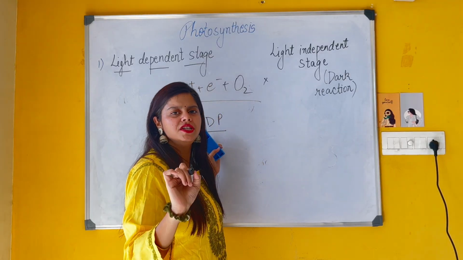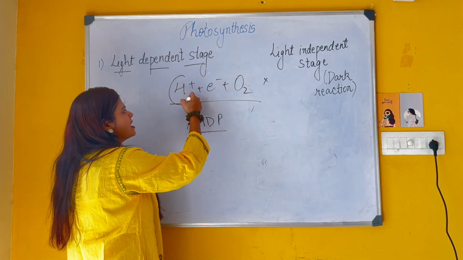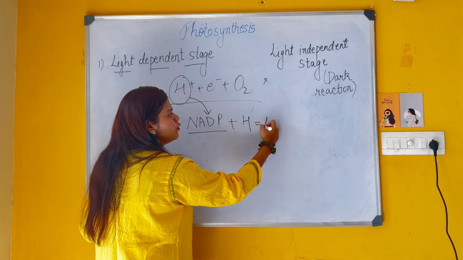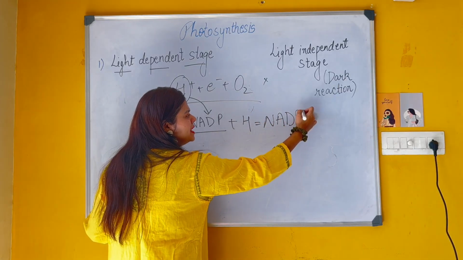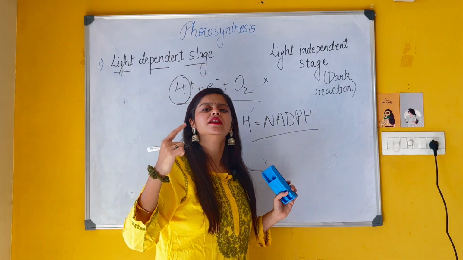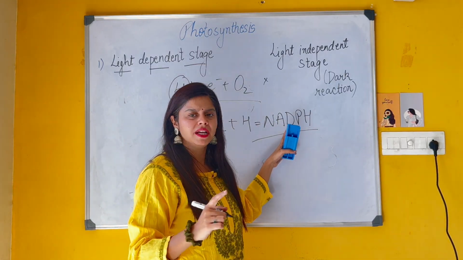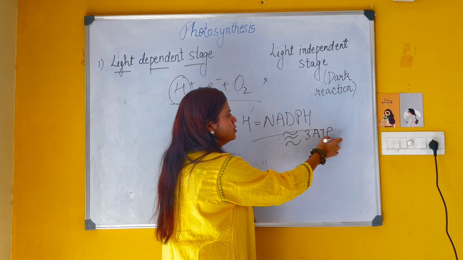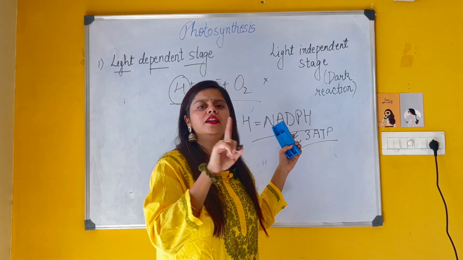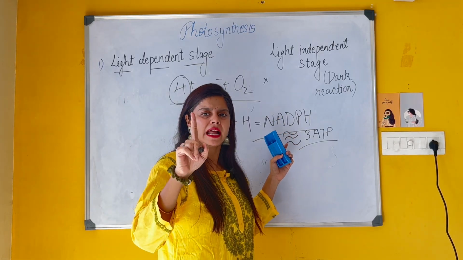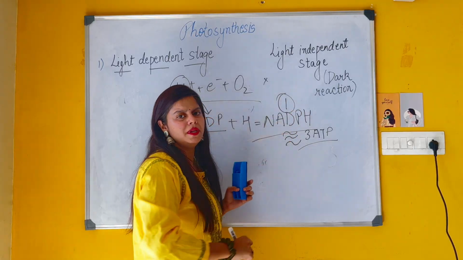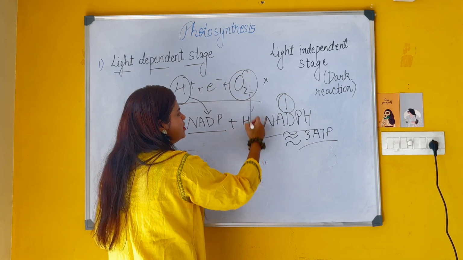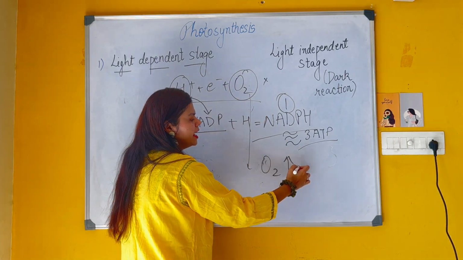It is a lower energy compound. This H plus ion will go and combine with NADP to form NADPH, which is a higher energy compound. One NADPH is equivalent to almost 3 ATP molecules. So NADPH is a higher energy compound. The first end product of the light dependent stage is NADPH. The second end product is oxygen, which is released out in the atmosphere.